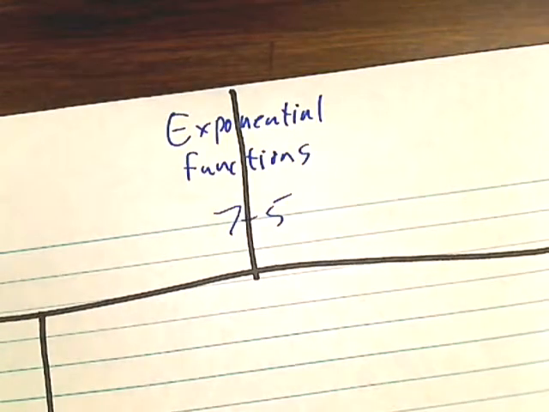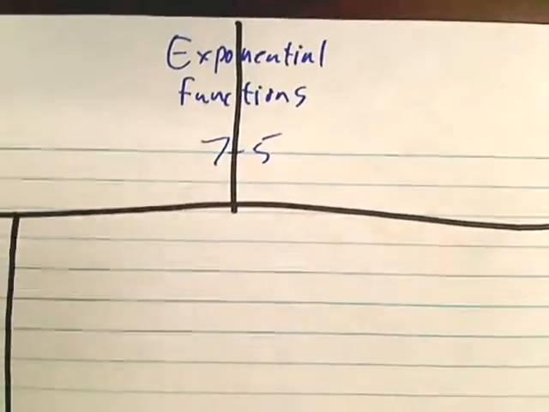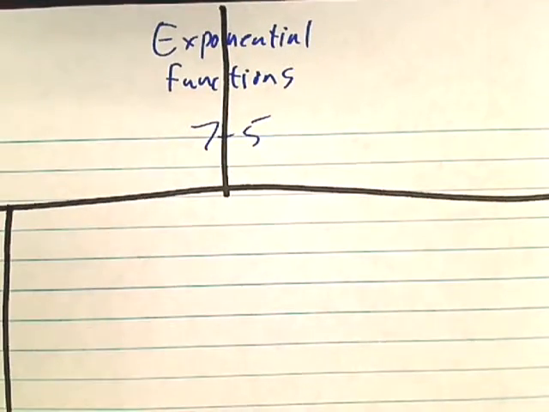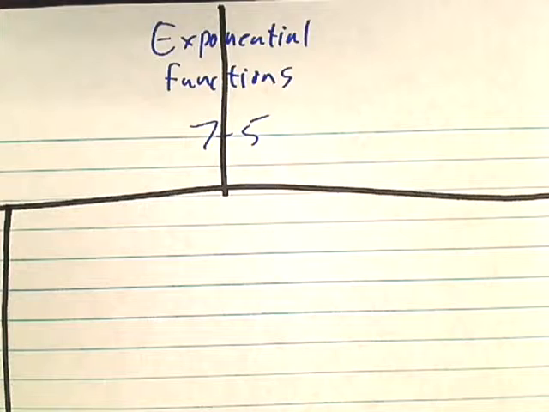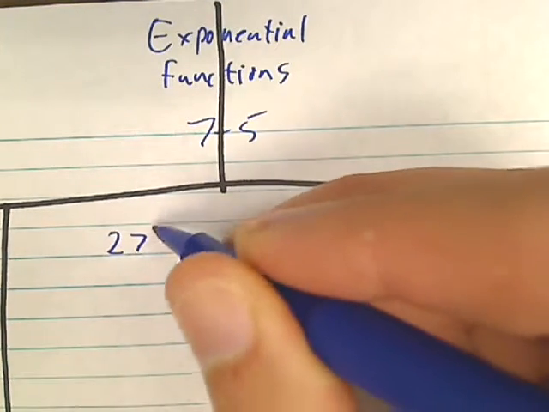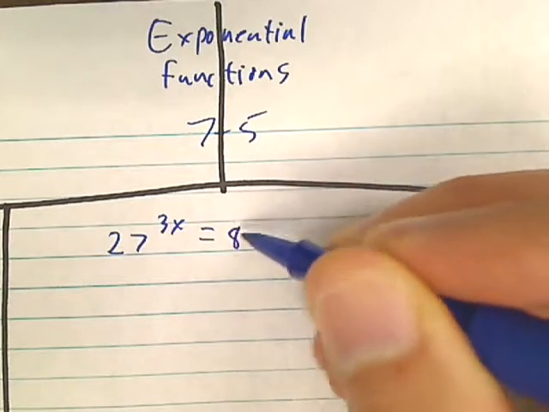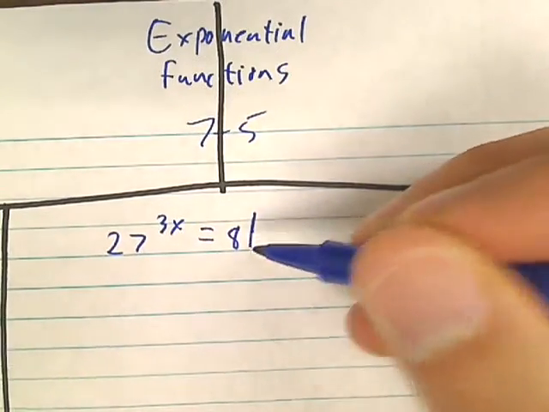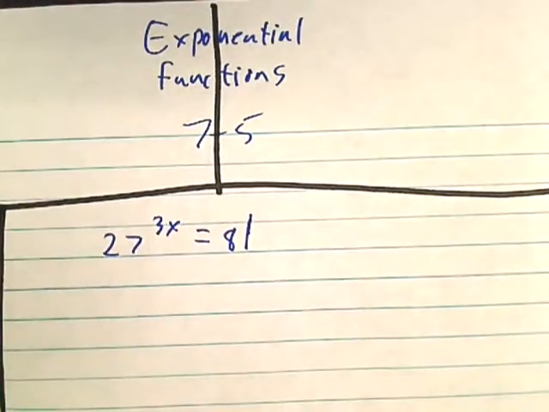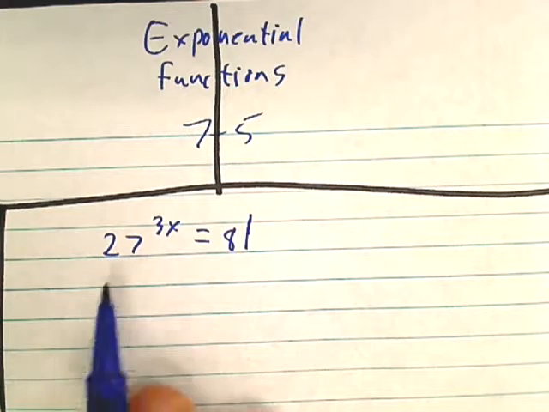And so let's look at, we're actually only going to have two examples here. It won't take up much room, so feel free to space stuff out. So the first example is 27 to the 3x equals 81. Whoops, equals 81. I'm thinking about exponents here, but there's no exponent on that right-hand side. It's just 81.